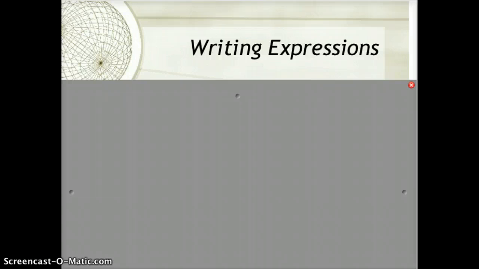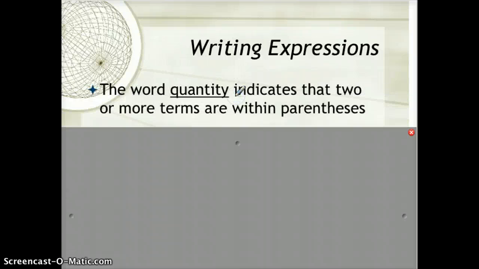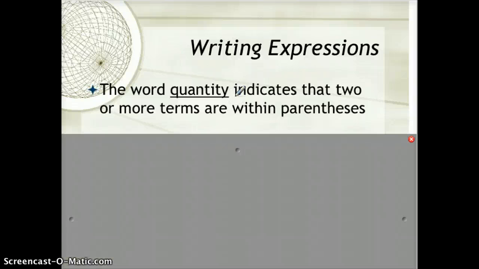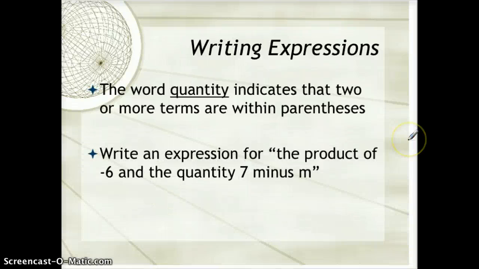Okay, the last thing you probably have to do in your classwork and in this lesson in general is learn how to write expressions using some of these words. A key vocab word here is quantity, which tells you that 2 or more terms are within parentheses. So if I'm giving you a problem like this, write an expression for the product of negative 6 and the quantity 7 minus m.